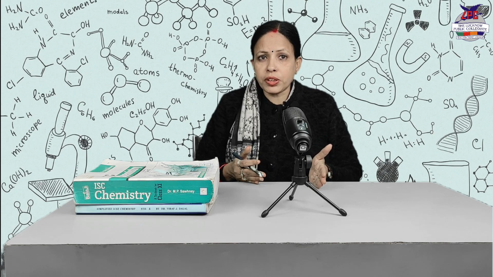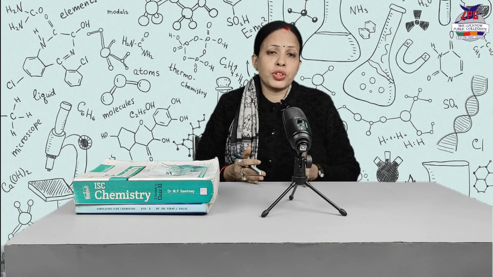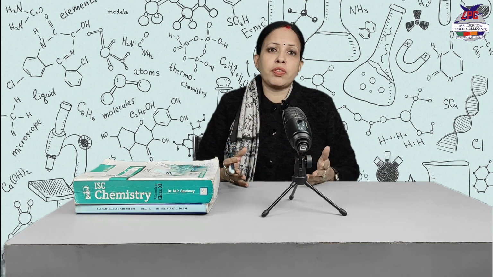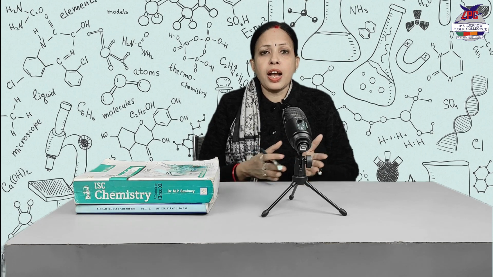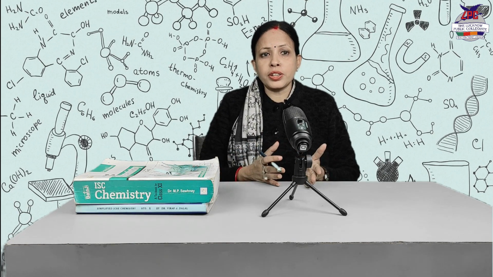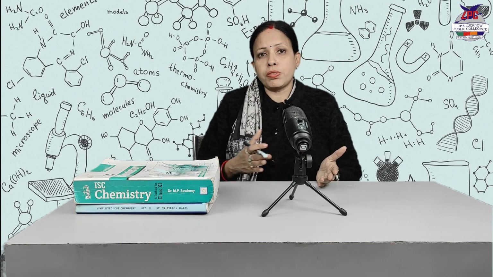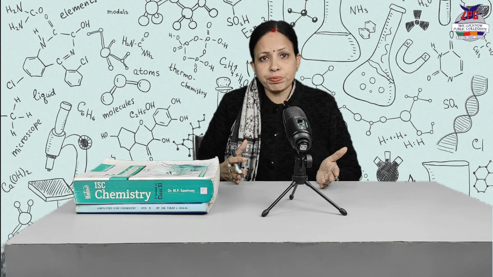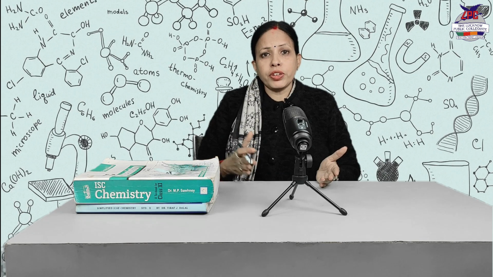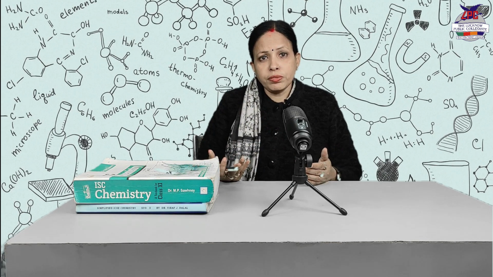Coming to the last chapter, that is your biomolecules. They have added vitamins again, which is very, very important. It's not very lengthy because they have removed all the structures and the chemical reactions from biomolecules. They have only asked for the definitions and for the comparative account which is there in proteins, globular and fibrous, reducing, non-reducing sugars and carbohydrates, vitamins, the deficiency diseases, and what are the sources.